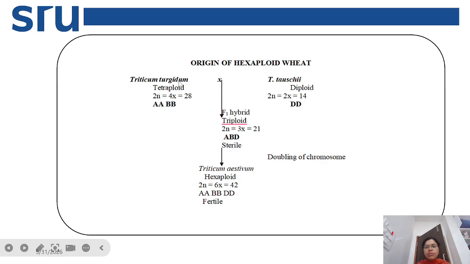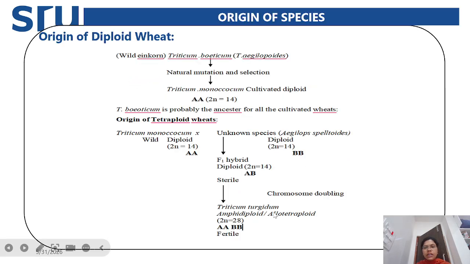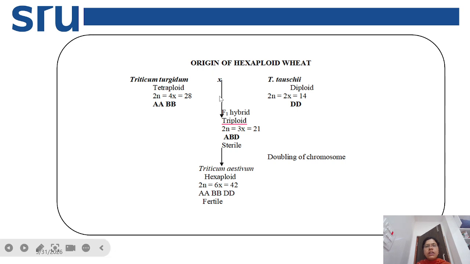So Triticum turgidum, this is a tetraploid species, which has the chromosome number 28, and the genome is capital A, capital A, capital B, capital B. It was crossed with Triticum tauschii, that is a diploid having the chromosome number 2n equal to 14, and the genome is capital D, capital D. When we cross this tetraploid with the diploid, we get the F1 hybrid, that is triploid, 2n equal to 3x equal to 21, that is A, B, and D genome we got.